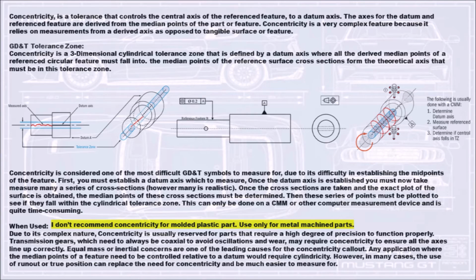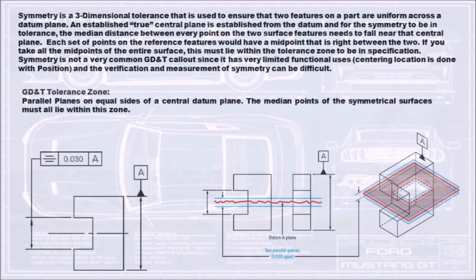Equal mass or inertial concerns are one of the leading causes for the concentricity callout. Any application where the median points of a feature need to be controlled relative to a datum would require concentricity. However, in many cases, the use of runout or true position can replace the need for concentricity and be much easier to measure for.